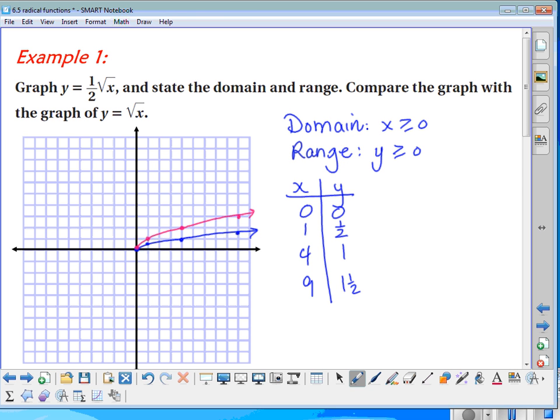So does it look like it was compressed or it was stretched? It was compressed, right? It was pushed down. So it was compressed vertically. By a factor of what? By a factor of 1/2, yeah. Okay. Any questions there?